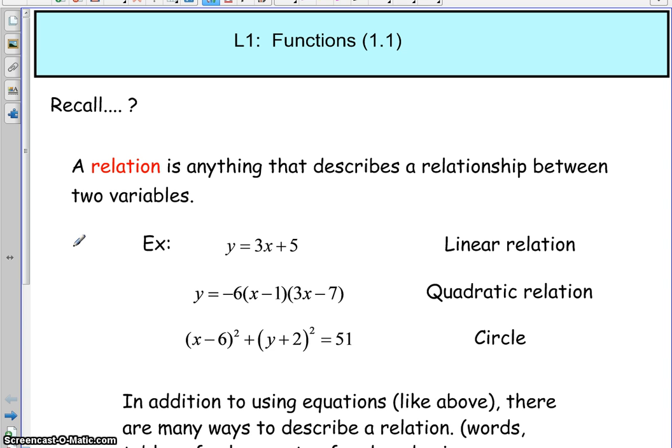So first off, just to recall a bit from grade 9 and grade 10, you've worked a lot with different types of relations over the past couple of years. You may not have necessarily called them relations, but you did work with them. So a relation is anything that describes how two different variables are related to each other. Now, generally those variables have been x and y, but it can be absolutely anything.